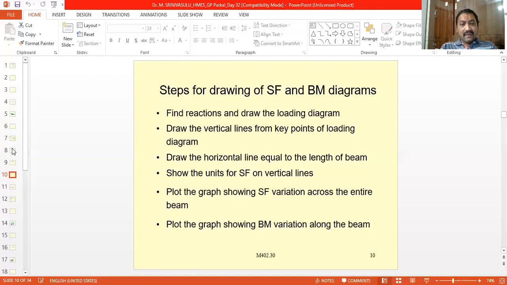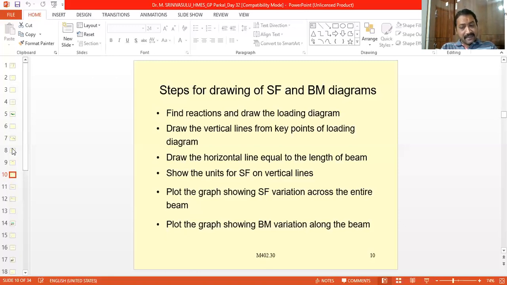Next, draw the loading diagram. We have to draw the beam, and show the supports and also the loading. If it is a point load, we have to locate the points on the beam where the point loads are acting, and if it is a UDL, then we have to show the UDL, either over the entire length or over a part of the length depending on the load acting. So that loading diagram we have to draw.